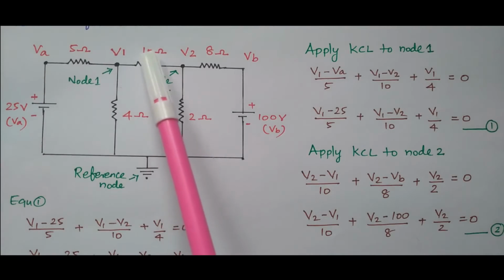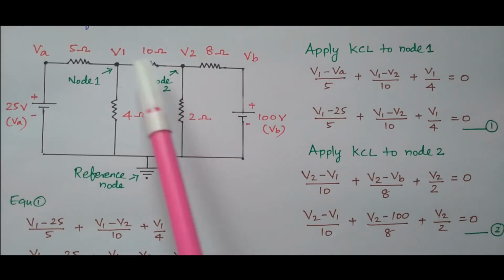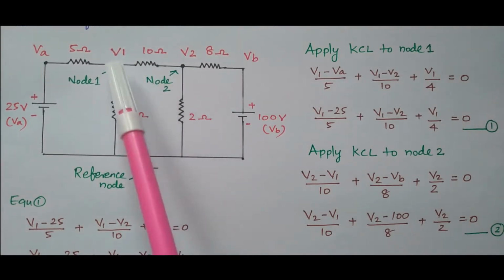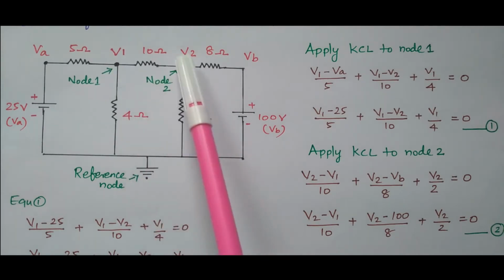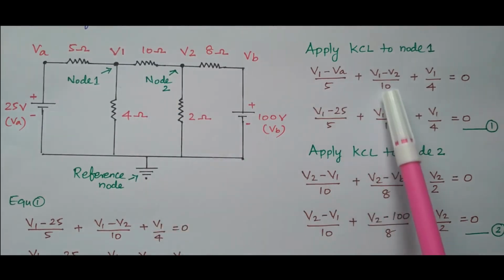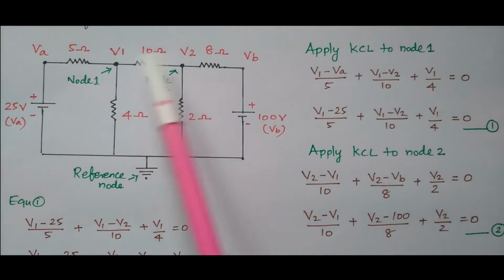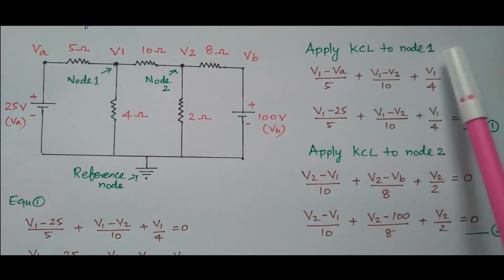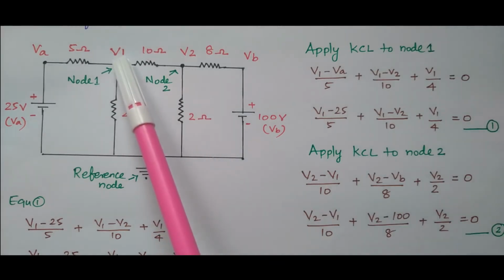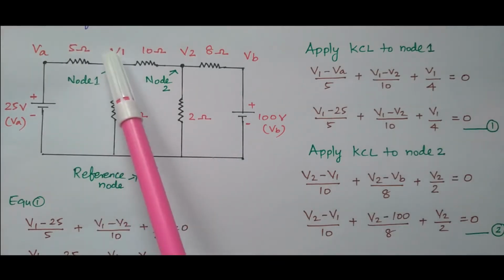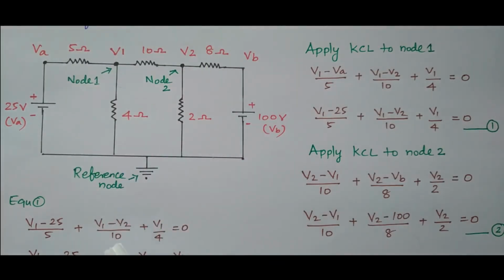What is the current flowing through this 10 ohm? This 10 ohm is connected between node 1 and node 2. So V1 minus V2 divided by 10 is the current. V1 minus V2, because 10 is connected between V1 and V2. So while referring to node 1, we always refer V1, V1 minus VA, V1 minus V2, like that.